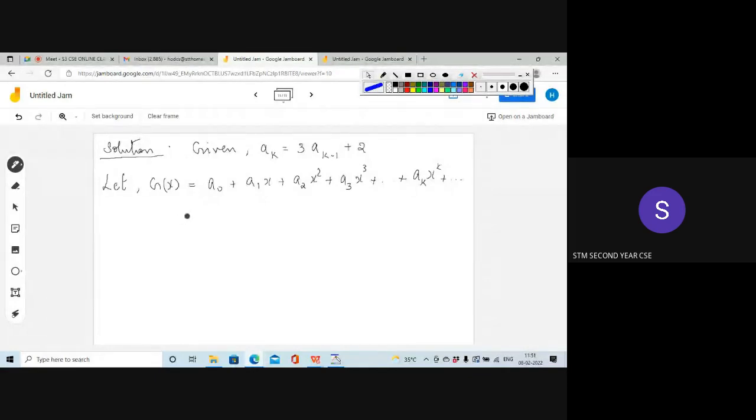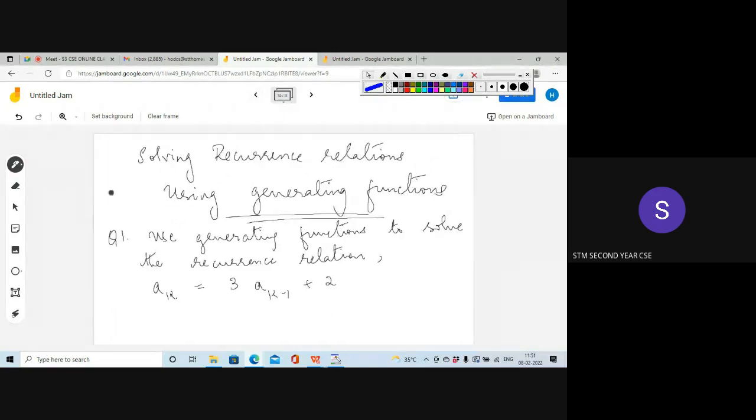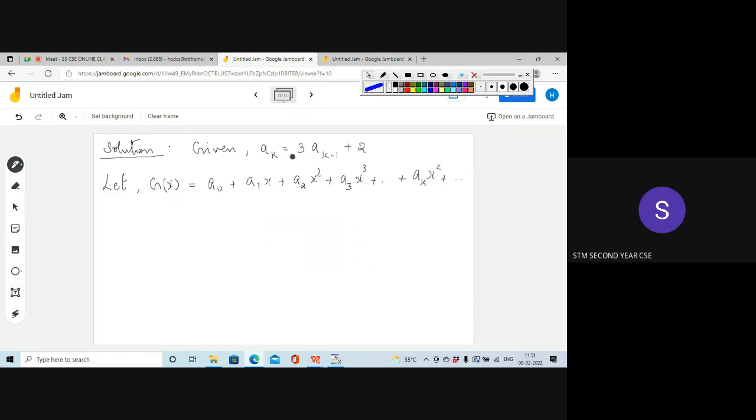Now, in this question, you have to write this part also, where the initial condition is a_0 equal to 1. This is the complete question: use generating functions to solve this recurrence relation where a_0 is equal to 1. So, given this recurrence relation and this generating function, you have to solve the recurrence relation using generating functions.